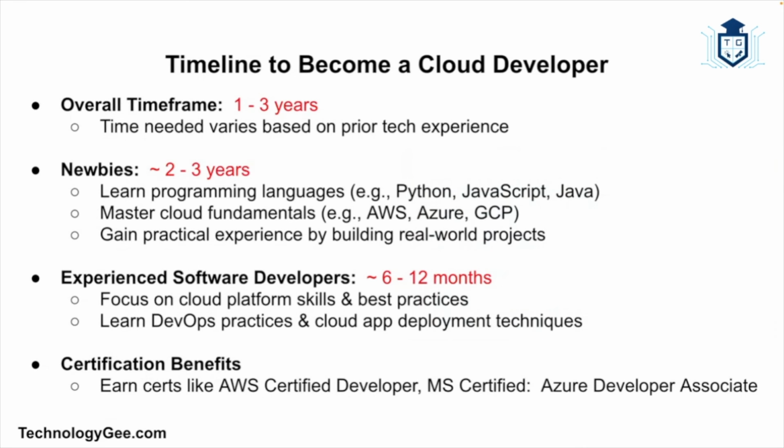All right, so let's move on to talk about how long it takes for you to become a cloud developer. On average, it could take you about 1 to 3 years, depending upon your starting point. If you're brand new to tech, you can expect around 2 to 3 years. This includes learning programming like Python, JavaScript, or Java, cloud fundamentals such as AWS, Azure, or Google Cloud, then building real world projects. Now, if you already have software development experience, you can transition in 6 to 12 months by learning cloud platforms, DevOps practices, and deploying apps in the cloud.